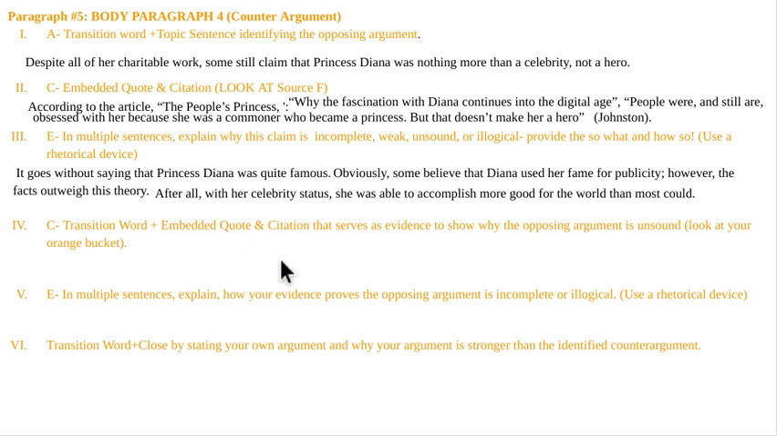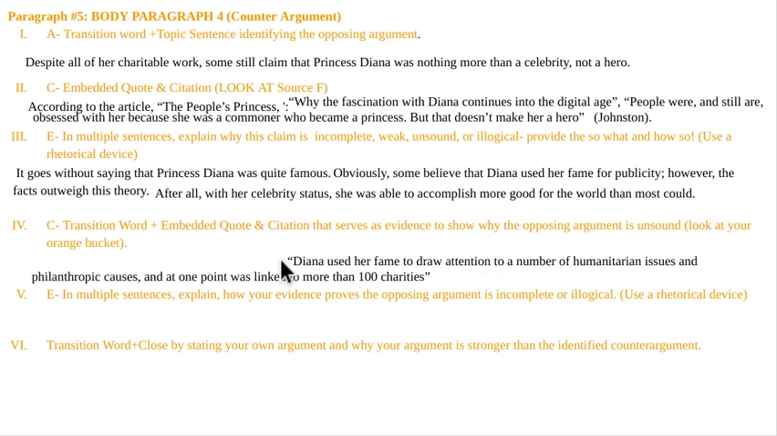You can probably quite literally use just about any one of your sources to do this, because now we're back on our side again. We're done with their side, we're back on our side. So I'm going to grab a quote, and it said, Diana used her fame to draw attention to a number of humanitarian issues and philanthropic cases, and at one point was linked to more than 100 charities. So look throughout your notes, it could be in any source, for something that could totally disprove that counter argument.